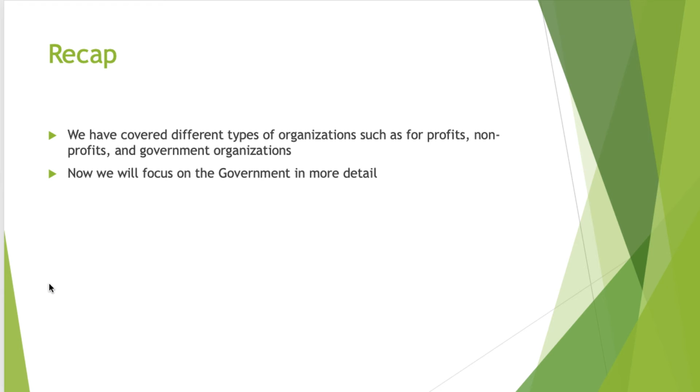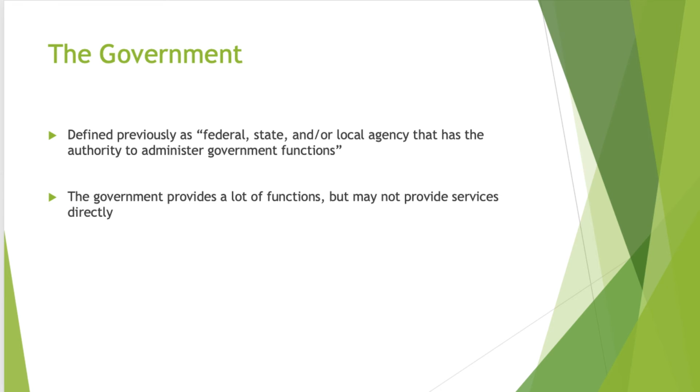So we're going to continue after our recap and go into our definition of the government. We defined government earlier in the text, and as a recap, the government is a federal, state, or local agency that has the authority to administer government functions. That was directly from our text, and we talked about this in chapter 1 as well. Examples of government services include building roads and providing clean water. The government does taxes, they're the ones who sent you that stimulus check. Those kinds of services are provided by the government.